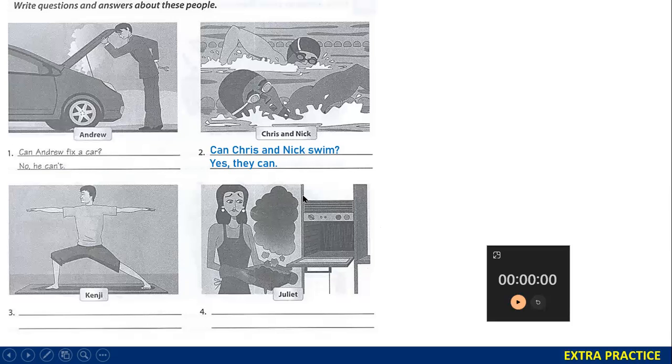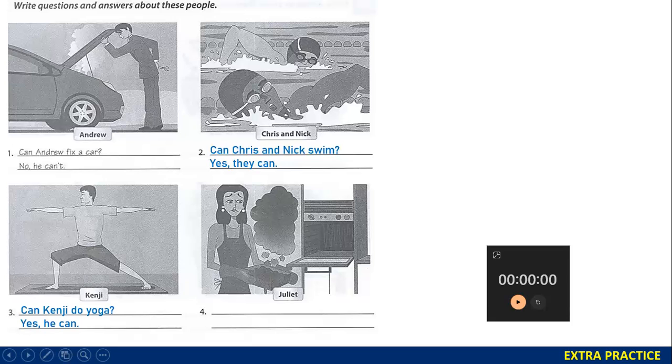What about Kenji? Kenji, karate? No, it's not karate. Yoga. Muy bien. ¿Cómo decimos eso en inglés? Yoga. ¿El verbo? Do. Muy bien. Entonces. Can Kenji do yoga? Excelente, right? Can Kenji do yoga? And the answer is? Yes, he can. Yes, he can, right? Very good.